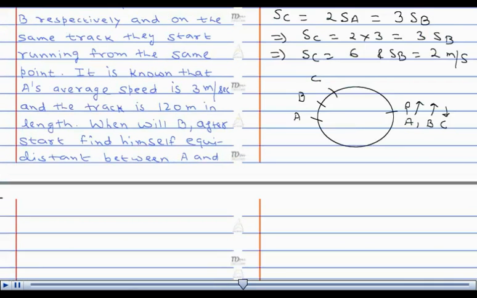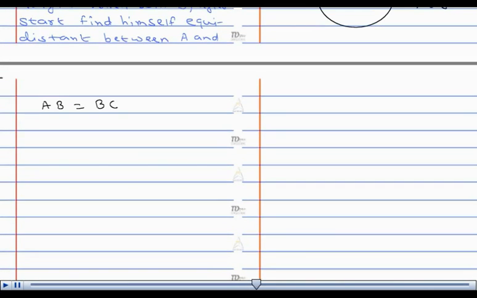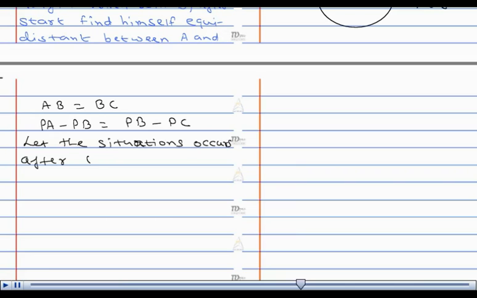So in the diagram, B is equidistant from A and C. That is, AB is equal to BC. This can further be written as PA minus PB is equal to PB minus PC. Let this situation occur after t seconds from when they start.